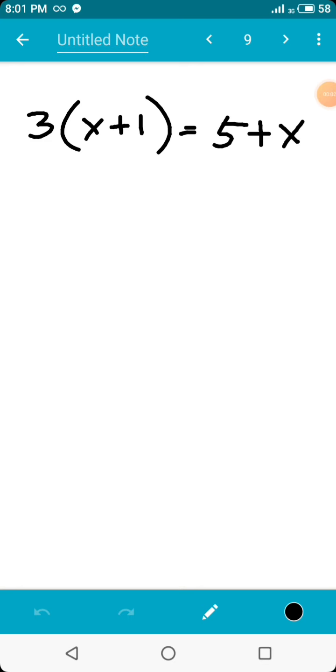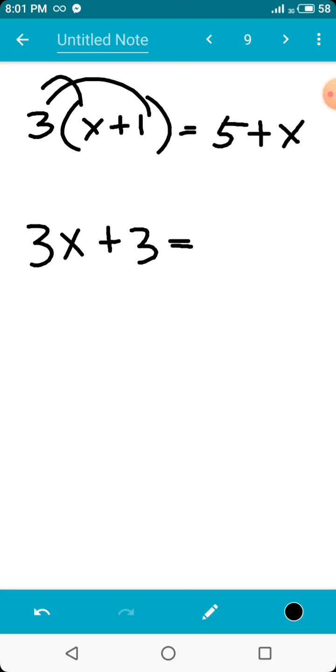Okay, so we have here 3 times, open and close parenthesis, x plus 1 equals 5 plus x. Alright, so pag ganito yung scenario, kailangan muna nating sagutin to. So, distribution property, 3 times x, that is 3x. And then 3 times positive 1, that is positive 3. Okay, and then copy nyo lang din yung kabilang side. So, meron na tayong ganito.